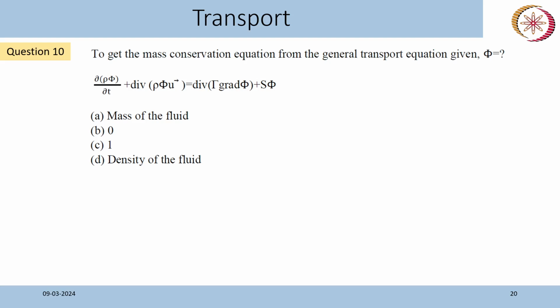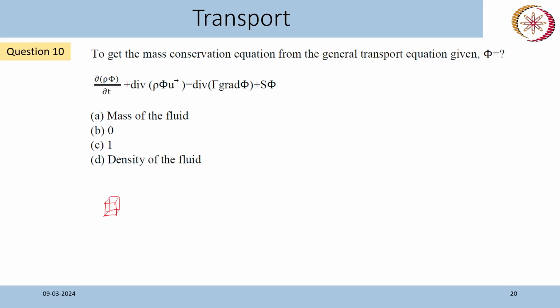Here, the question is, let me quickly do this question. So here, the general transport equation is given, and we have to determine what this term phi is for mass conservation.